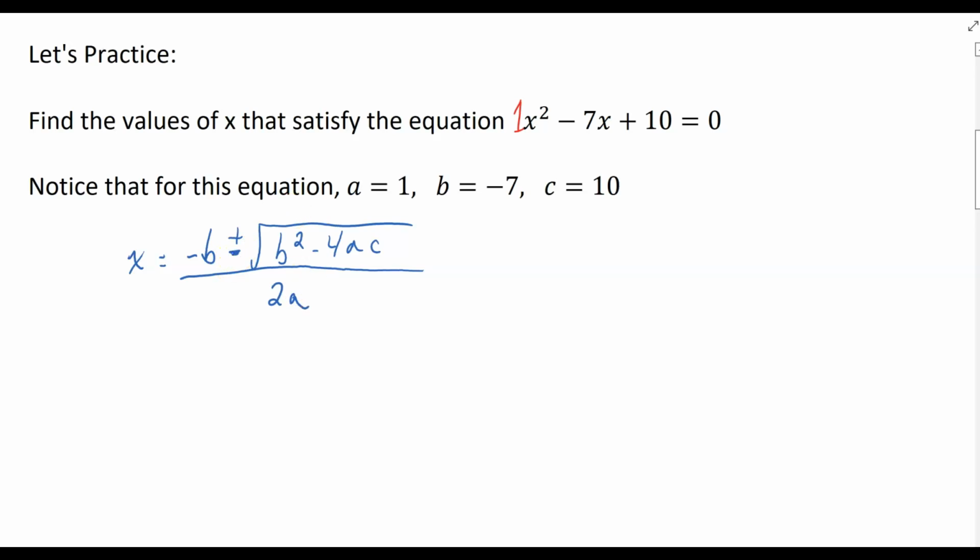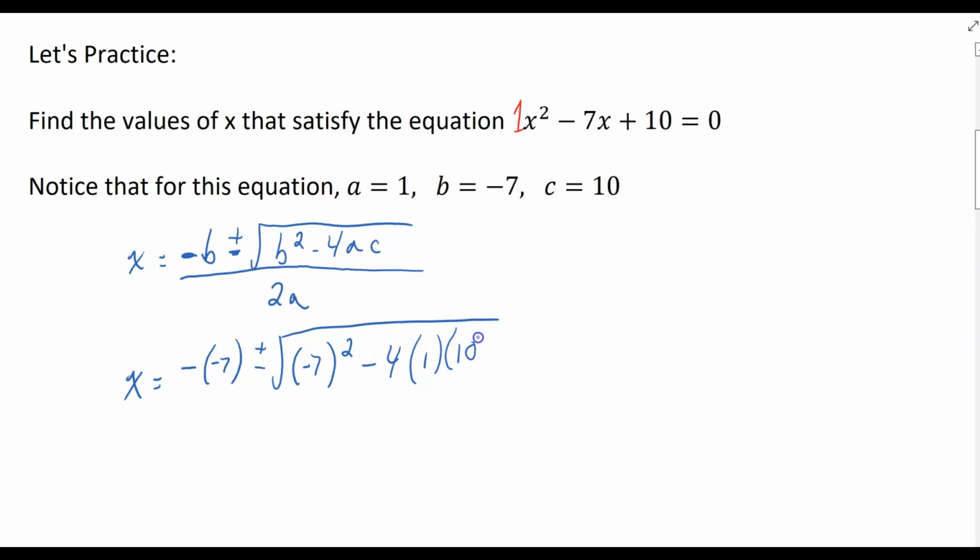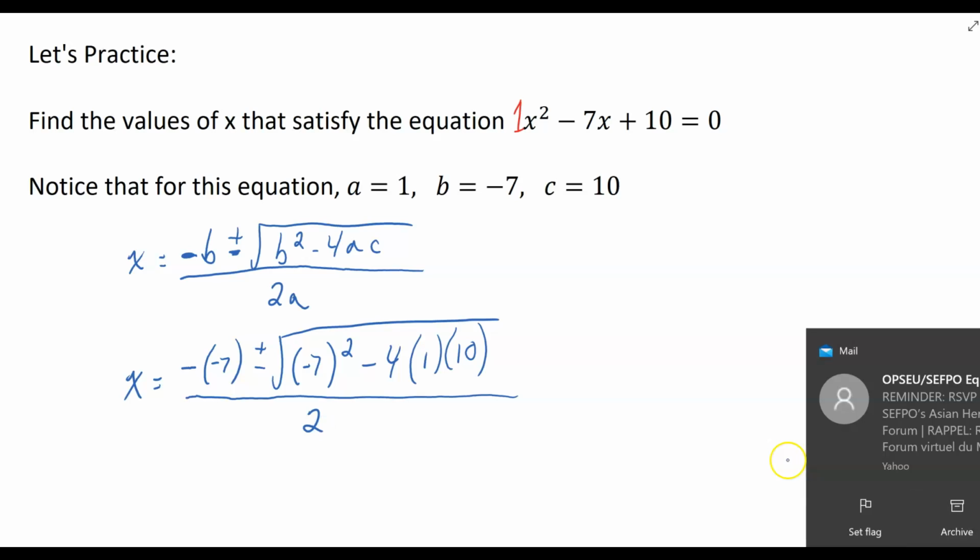So I'm going to start subbing in the values. x equals the negative of b. So we have negative 7. Let's write that first, okay? Sometimes it's not necessary, I might just go ahead and change that to a positive, but I just want to really be clear that the negative is in the formula. b is negative 7. Plus or minus the square root of b squared. So b is negative 7, we need to square that. Subtract 4 times 1 times 10. And put that all over 2 times a, which is 1.